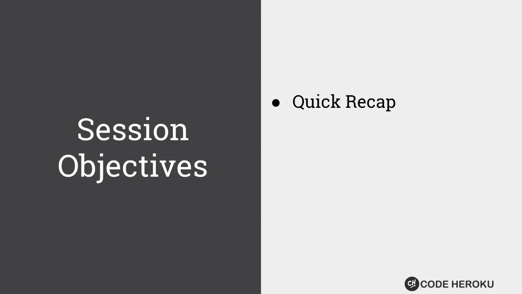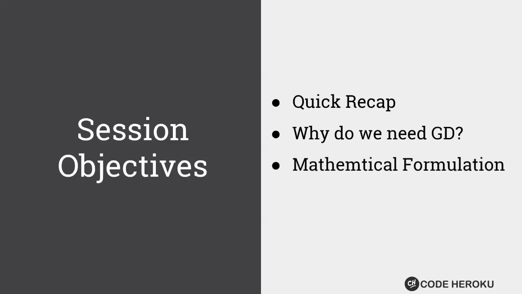And we'll do a quick recap of whatever we have seen until now. Then we'll see why we need gradient descent as such. Sudipto already says that it is used to minimize error, but what kind of error are we looking at, and how does minimizing error help us? Okay. And we'll also do some mathematical formulation.